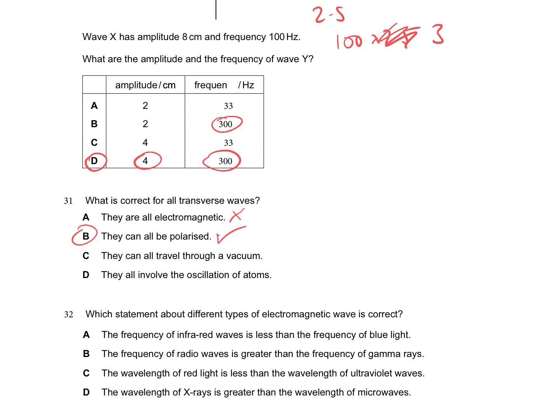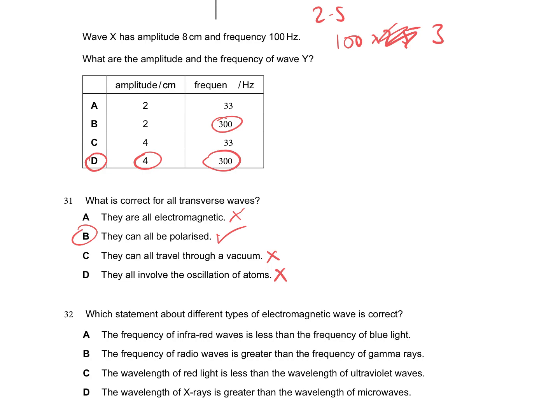They can all travel through a vacuum. No, I'd like to see water traveling without any water particles. Remember, a vacuum has no particles, so that's not possible. And they all involve the oscillations of atoms. Well, you know that electromagnetic waves don't. They're oscillations in the electric and magnetic fields.